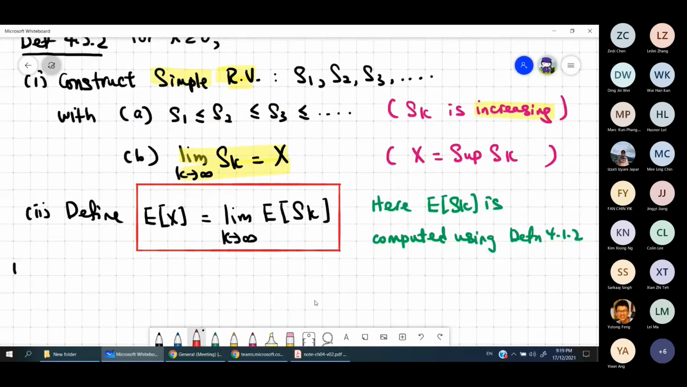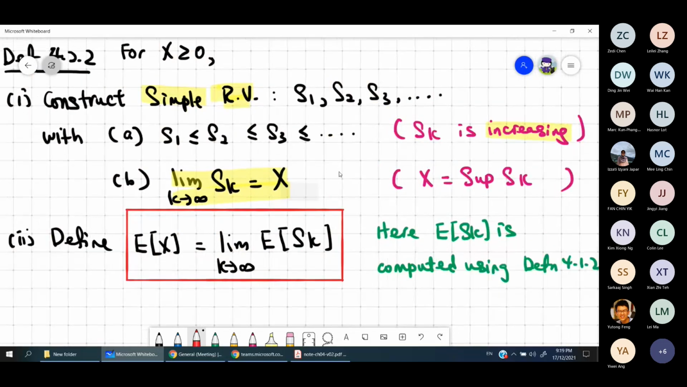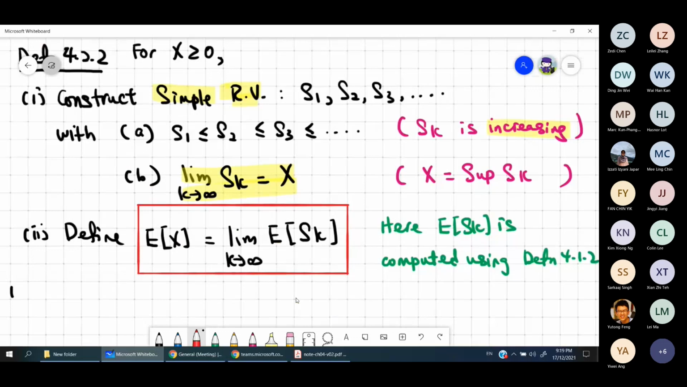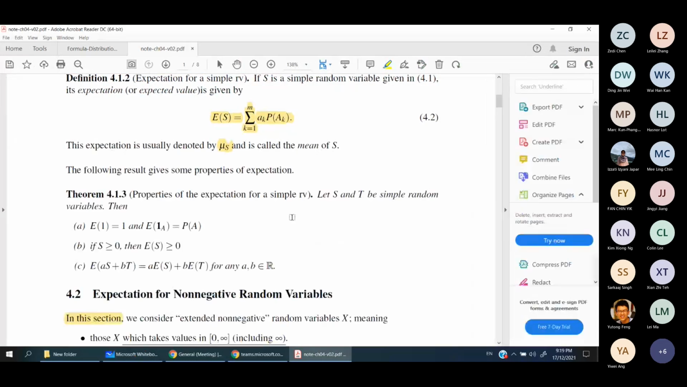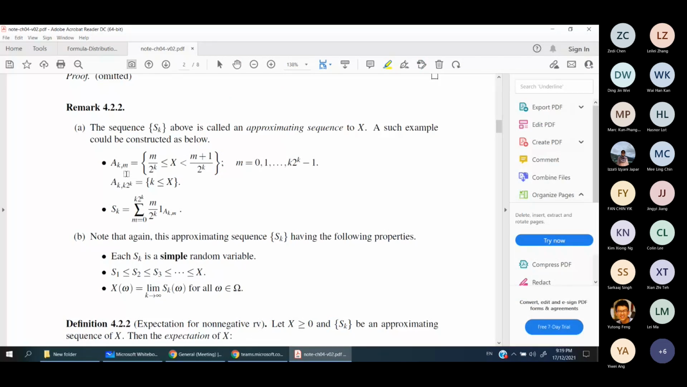You might wonder how to construct this kind of simple random variable. Yes, we can always construct such random variables. The answer is here, the construction will be like this. You need not study how this looks or verify it, but just to let you know, we can always construct such a sequence of simple random variables this way. If you are interested, you may verify it.